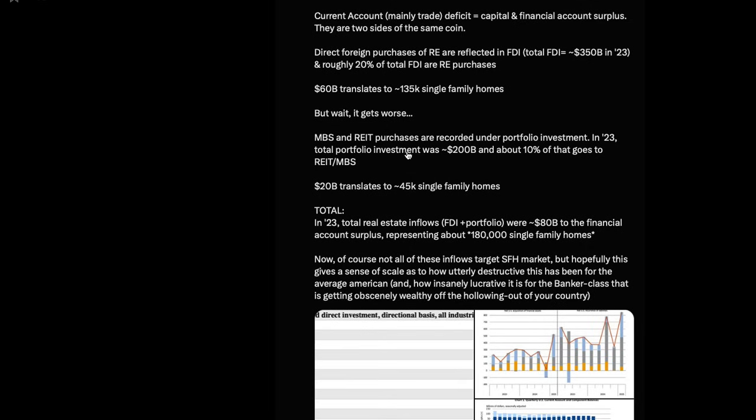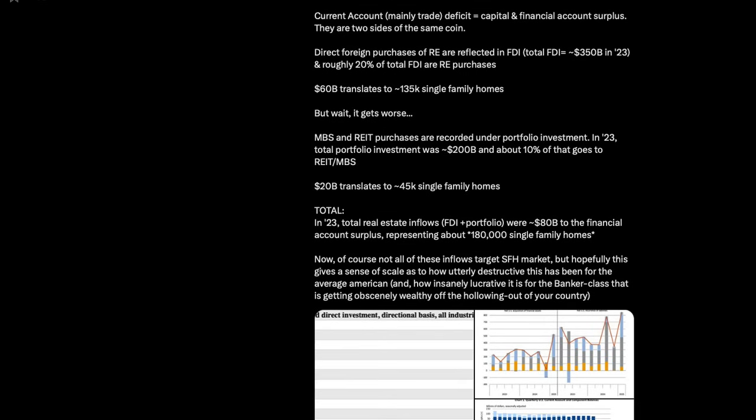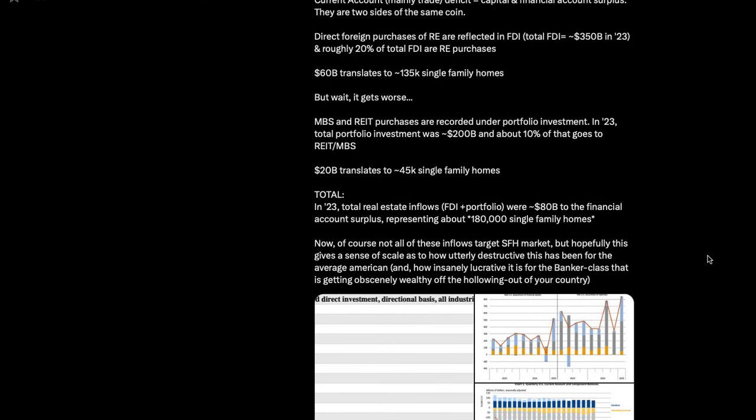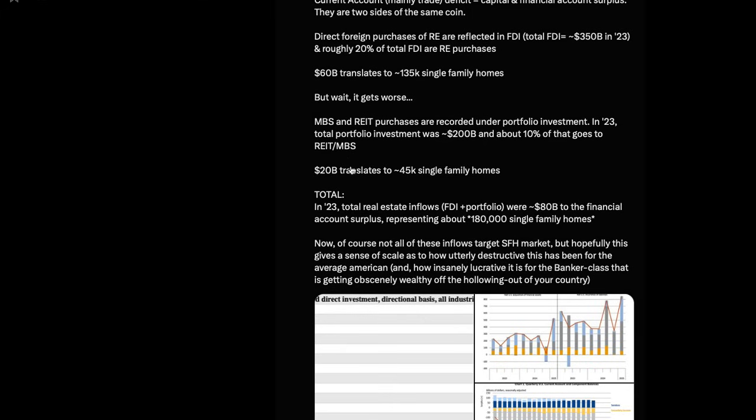This is recorded under a different category. This is that portfolio investment that we were looking at here in gray. So if we include those mortgage-backed securities and REIT purchases, it gets even worse. There's about $200 billion for the year 2023 in portfolio investment total. About 10% of that, according to the papers that I was able to find, goes into REITs and MBS. So that equates to about $20 billion or 45,000 single family homes.